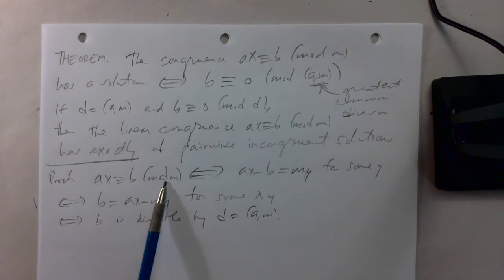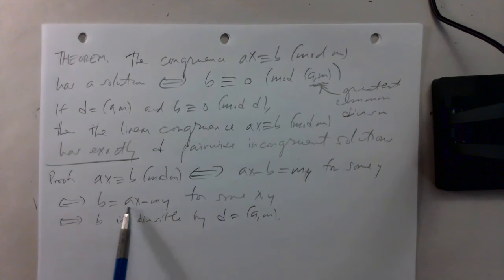If AX is congruent to B mod M, then you can write B in the form AX minus MY. So this number is divisible by the greatest common divisor of A and M. And conversely, if B is divisible by this greatest common divisor, then it's an integral linear combination of A and M. And rearranging it, you get a solution of this congruence. So that's the whole proof of the first part. And how do we prove that if there is a solution, there are exactly these solutions?